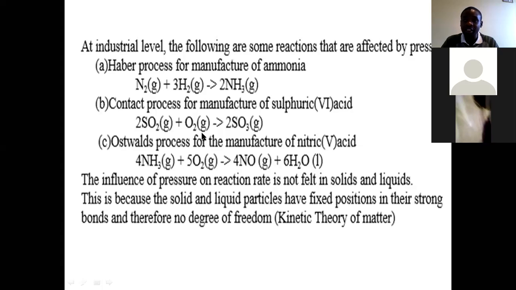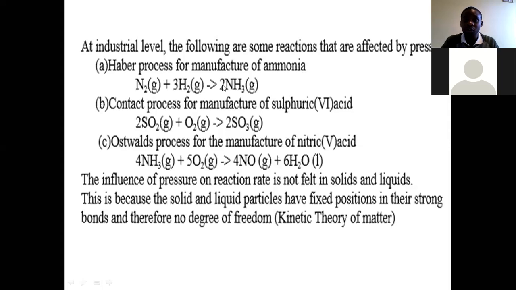Some of the industrial reactions which are affected by pressure, one of them is the Haber process for the manufacture of ammonia. You can see here, for you to form the products, clearly you must decrease the volume. Here you can see 1 volume, 3 volumes, making a total of 4 volumes, and the product has only 2 volumes. Therefore, to decrease the volume here, you must exert pressure. The other one is the contact process for the manufacture of sulfuric acid. You can see here you have 2 volumes of SO2 and 1 volume of oxygen, and the product has only 2 volumes of SO3.